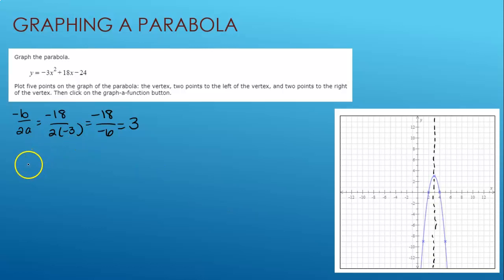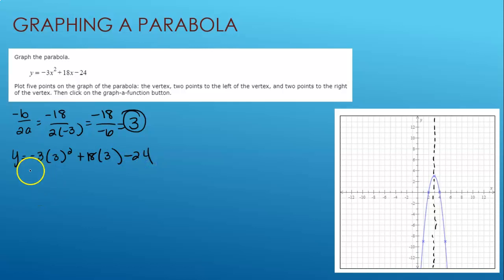We've got the axis of symmetry. How do we get the vertex? Pause the video and see if you can find your vertex now. All right, you should have remembered that we use our axis of symmetry to find our vertex using substitution.